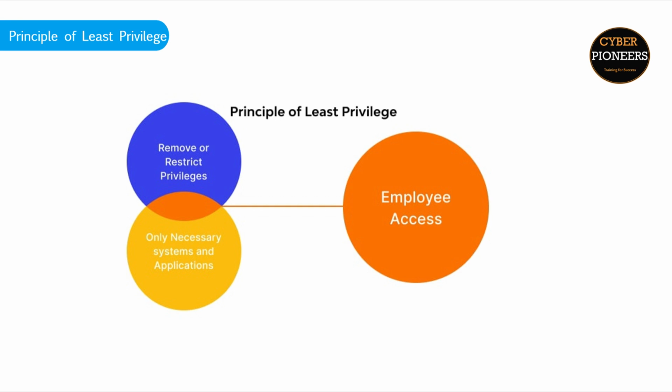At its core, managing employee access requires two primary actions. First, we must continuously remove or restrict unnecessary privileges. Second, we ensure users are given access only to the necessary systems and applications required to do their daily job, nothing more. When you intersect these two concepts, you achieve a secure state of employee access where credentials are protected and unnecessary permissions are stripped away.